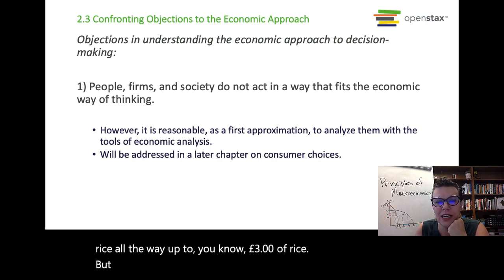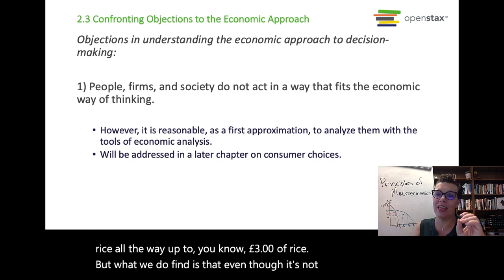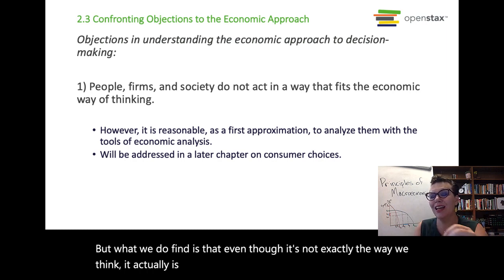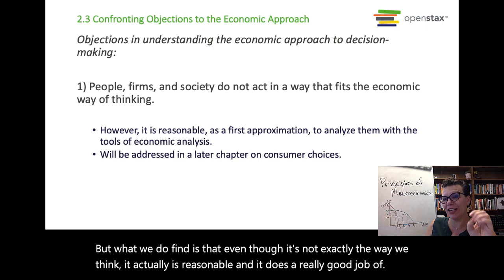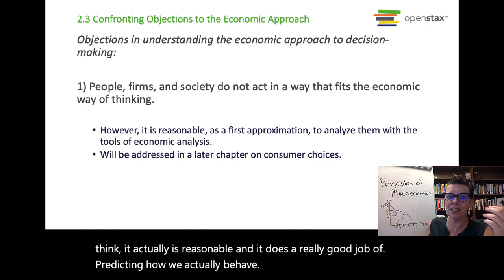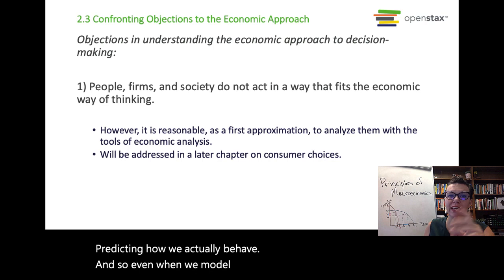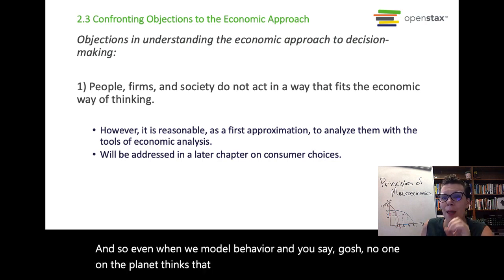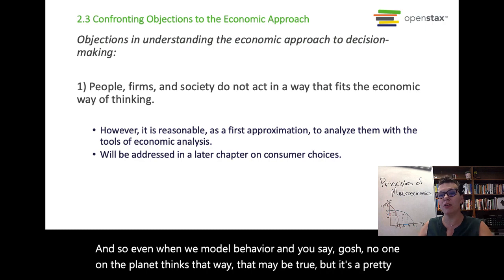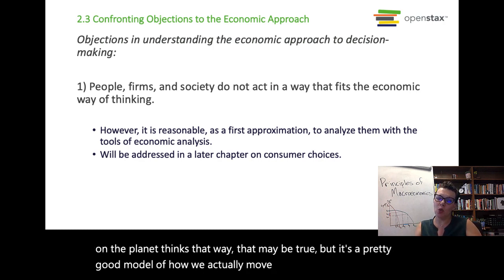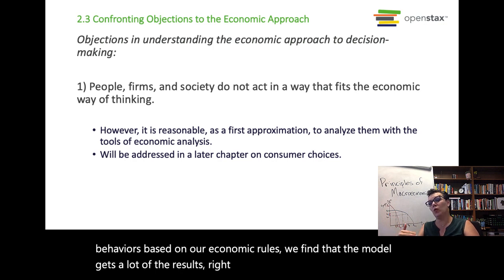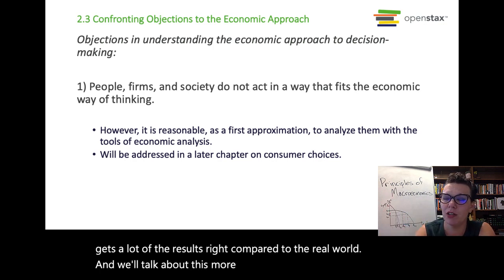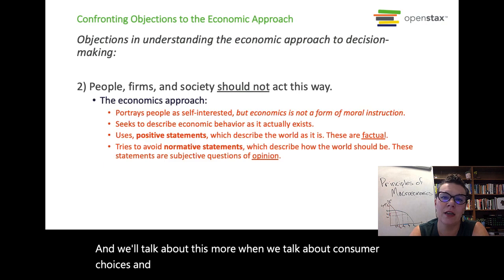But what we do find is that even though it's not exactly the way we think, it actually is reasonable, and it does a really good job of predicting how we actually behave. And so even when we model behavior and you say, gosh, no one on the planet thinks that way, that may be true, but it's a pretty good model of how we actually move. And when we model these behaviors based on our economic rules, we find that the model gets a lot of the results right compared to the real world. And we'll talk about this more when we talk about consumer choices and other ideas.